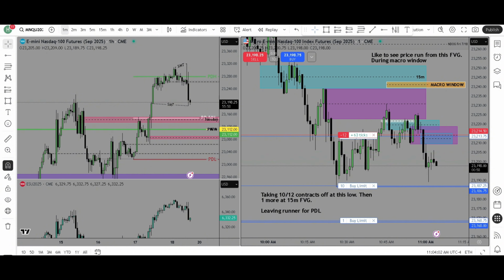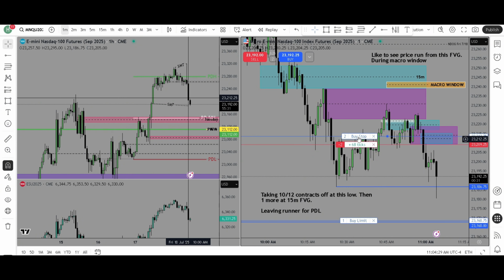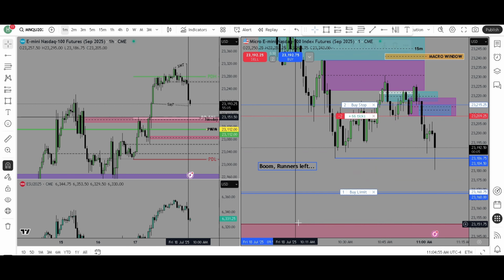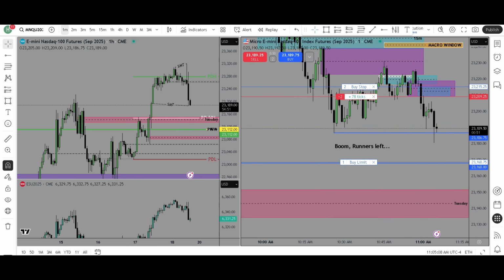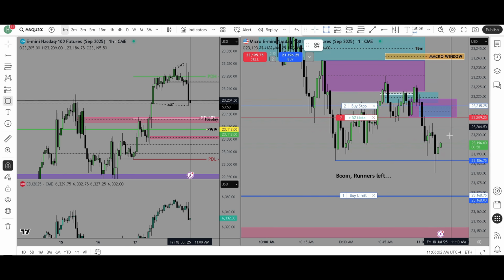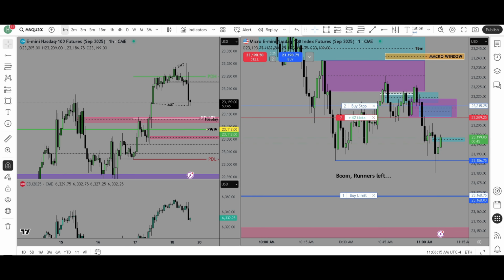It's 11:04, so we're still inside that macro window, and price reaches my partial target. Most of my position comes off, stop above this fair value gap. So we have 2 runners left. I have one right there at the 168 level, which is a 15-minute fair value gap. And then the last partial will come off at previous day low, which is a long shot, as you can see on the left side, the higher time frame chart.